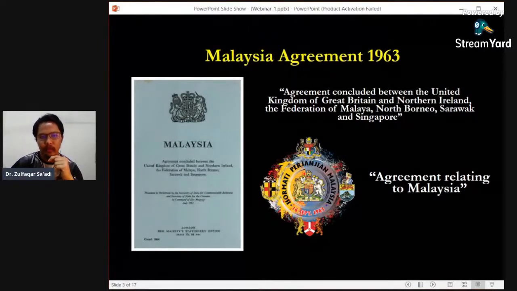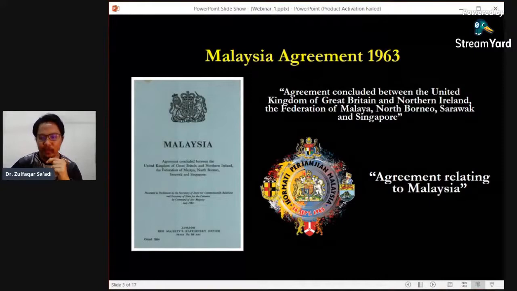So this is an agreement concluded between the United Kingdom of Great Britain and Northern Ireland, the Federation of Malaya, North Borneo, Sarawak, and Singapore. So in the front page, you will see these words in front of this Malaysia Agreement 1963.